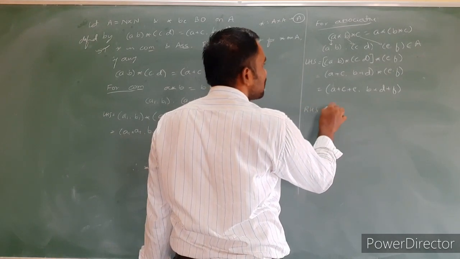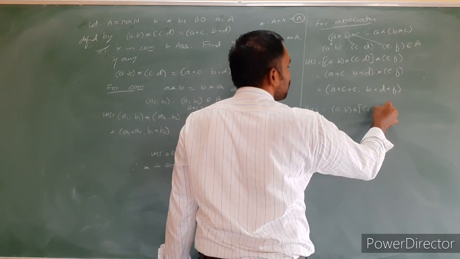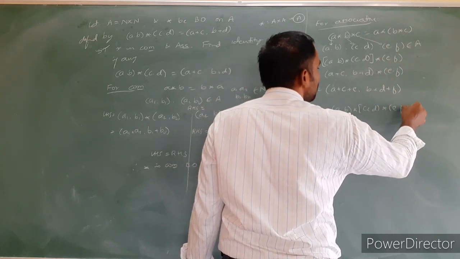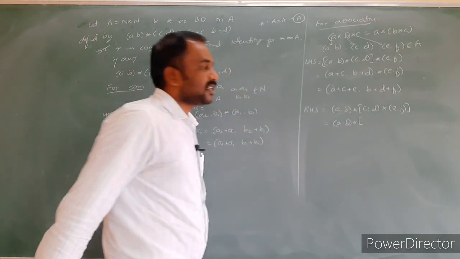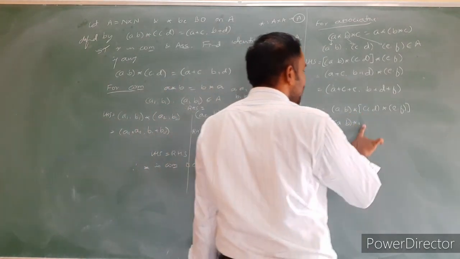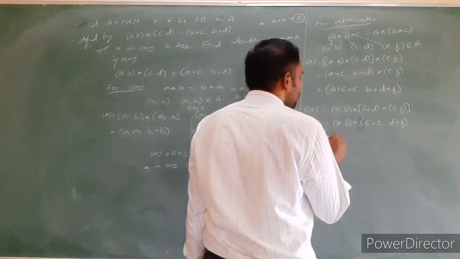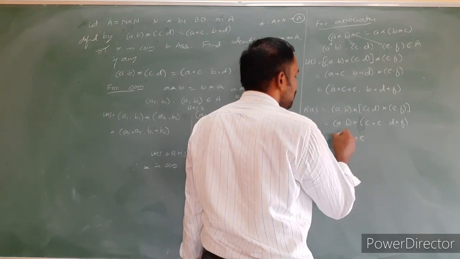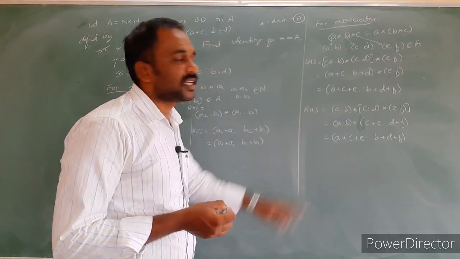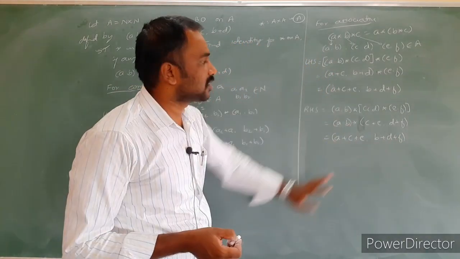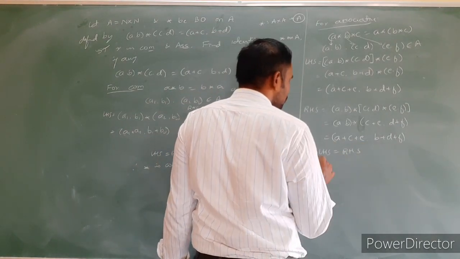Similarly, what is the RHS part? (a, b) star ((c, d) star (e, f)). (a, b) as it is, star, (c, d) star (e, f). We can write this as (c plus e, d plus f). Again, (a plus c plus e, b plus d plus f). What do you say about the LHS and RHS? Both are the same value. Yes, the same values are there, so you can write LHS is equal to the RHS.